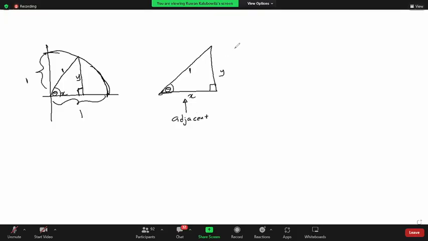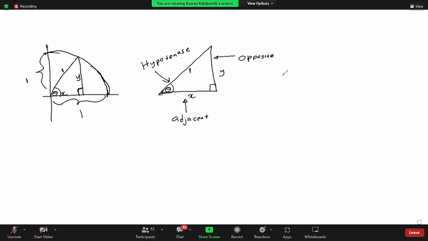And we call this one opposite. Similarly, this leg we can understand as the hypotenuse. So we can give the name here. Hypotenuse. Right.